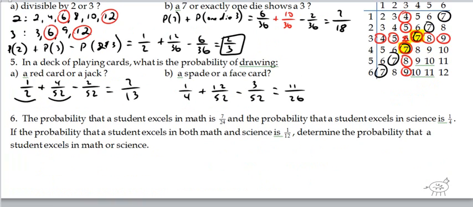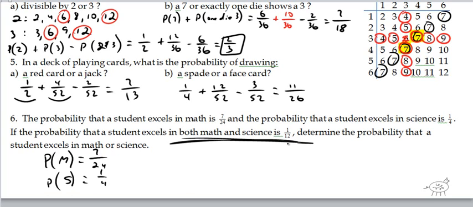Okay, number 6, the probability that a student excels in math is 7 over 24. The probability that a student excels in science is 1/4. If the probability that a student excels in both math and science is 1/12, determine the probability that the student excels in math or science. So this is an easy problem because the probability of excelling in math is 7 over 24. The probability of excelling in science is 1/4. But then you have the probability that you excel in both math and science is 1/12.